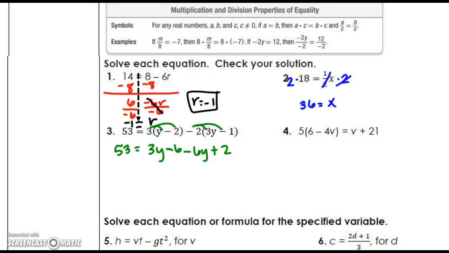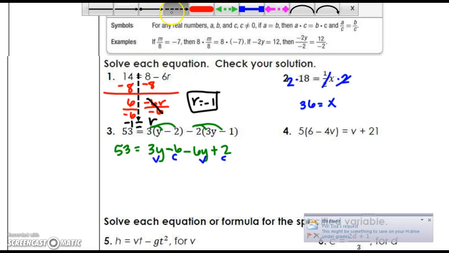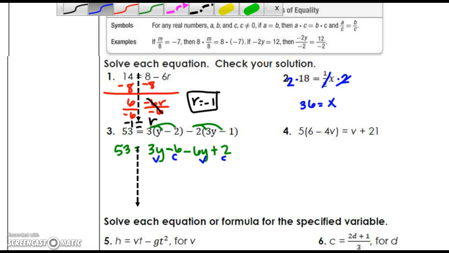All right, next step, combine like terms on the same side. So for example, we have variable, variable, constant, constant. So see how this variable and this variable, they match up. They're on the same side of the equal sign. So you can go ahead and just add those together since they're on the same side. So 3y minus 6y is negative 3y. Now we can add the constants together, negative 6 and positive 2, which is negative 4.